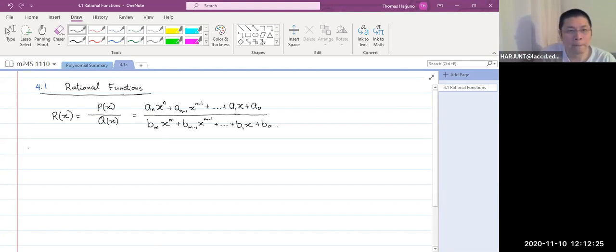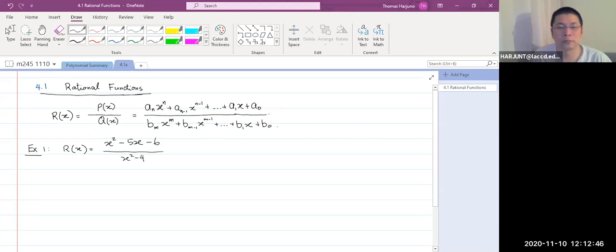Let's say, for example, R(x) equals x squared minus 5x minus 6 over x squared minus 4. So you see the numerator has degree 2, the denominator also has degree 2. The leading coefficient of the numerator is 1, and the leading coefficient of the denominator is also 1.